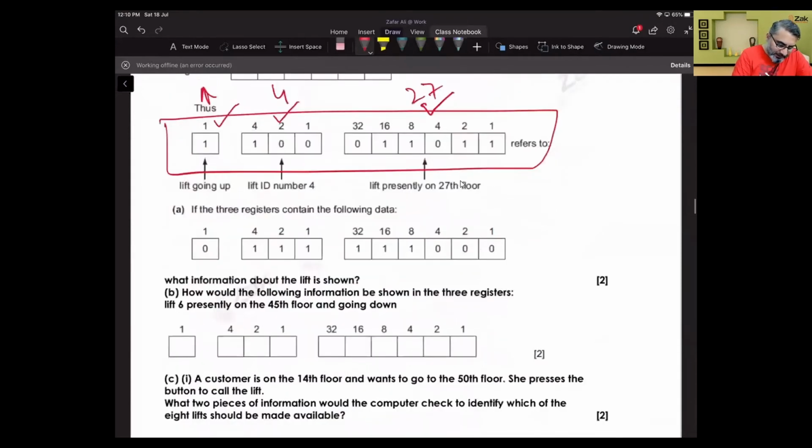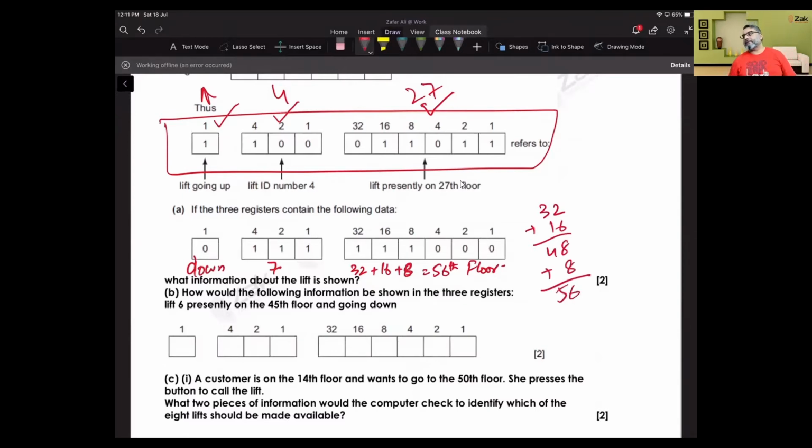So what does it mean that this lift is going down? The number of the lift is 4 plus 2, 6 plus 1, 7. And currently it is at 32 plus 16, 48 plus 8, 56 floor. Get the idea? So this lift is actually at floor 56, 32 plus 16, 48 plus 8, 56. So it is at 56th floor.